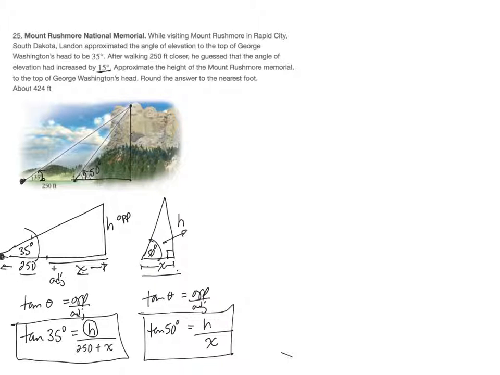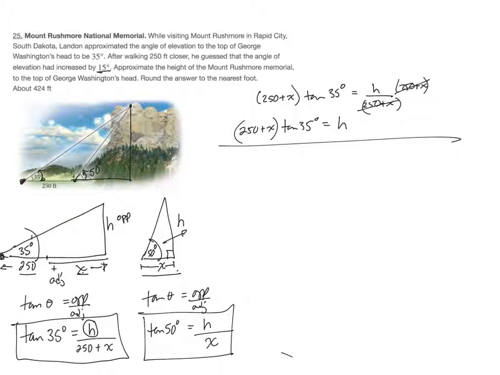I'm going to get h by itself. In the first one, I need to multiply both sides by 250 plus x, so I multiply tan of 35 degrees by 250 plus x, and that equals h over 250 plus x times 250 plus x. On the right side, both those cancel, and I'm left with 250 plus x times tan of 35 equals h. Similarly, with this one, I want to solve for h, so I'll multiply both sides by x. I get x tan 50 degrees equals h.